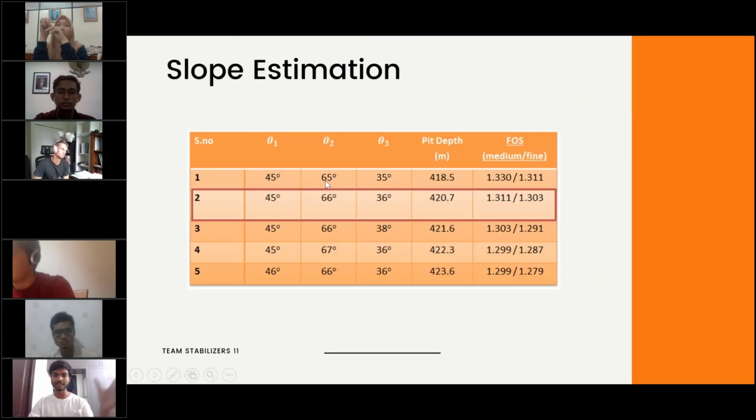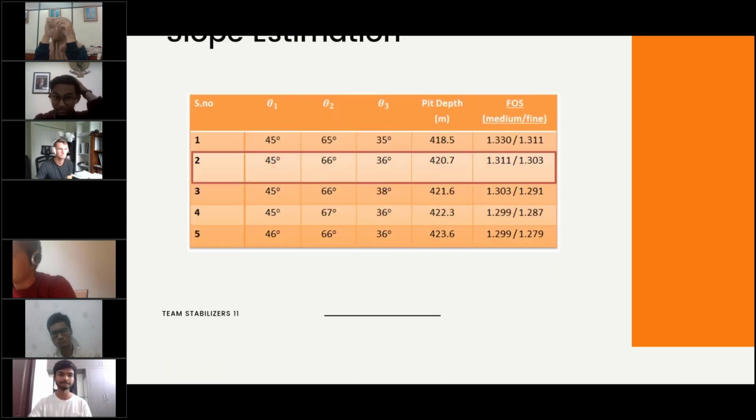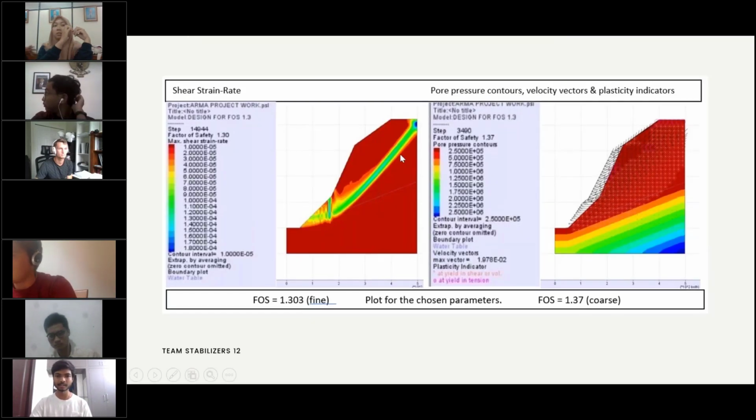Starting with the previous value that we took there, as we added the phreatic surface, therefore it decreased from 1.35 to these values. And these are the slope angle values that we finalized, because the fine mesh gives us an FOS of 1.303. This was a plot for this, showing the maximum shear strain line.